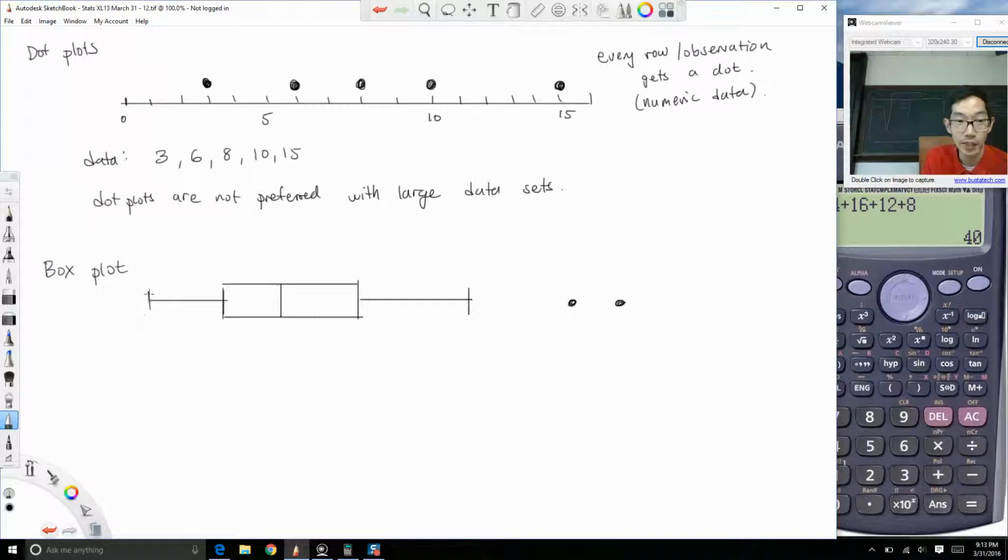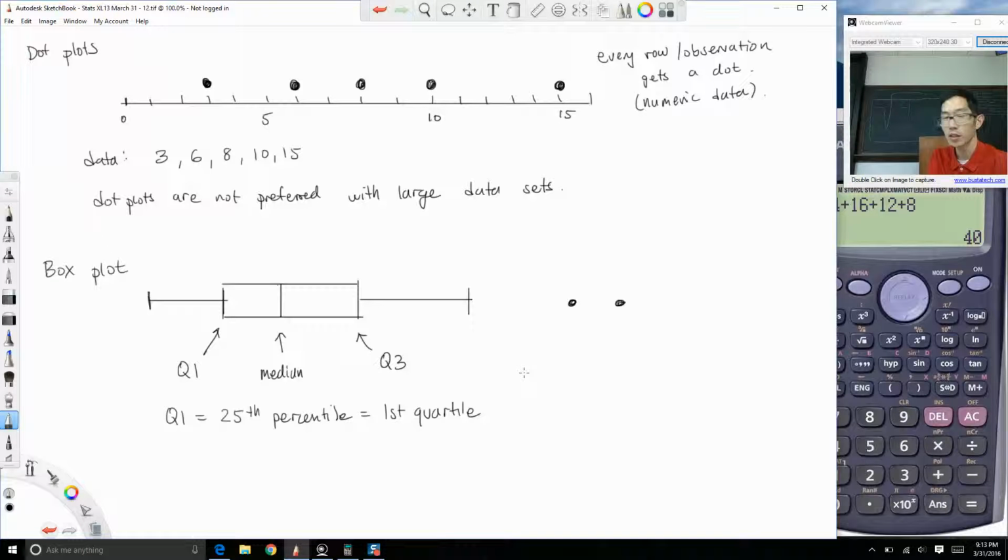You have a box, and the box is determined by 3 values. They are Q1, the median, and Q3. Q1 is equal to the 25th percentile, or the first quartile, and that's why it's called Q1.